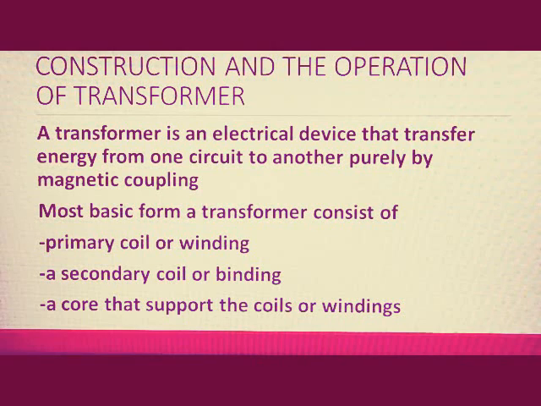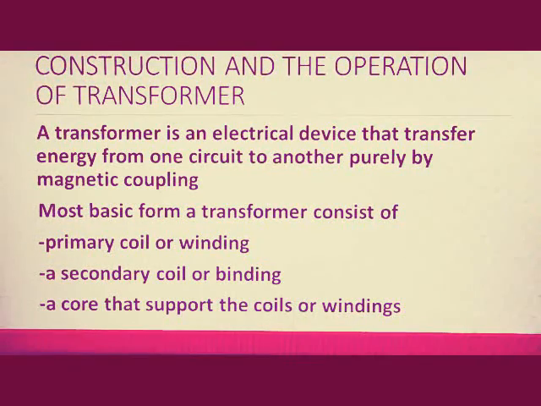The most basic transformer consists of a primary coil or winding, a secondary coil or winding, and a core that supports the coils or windings.